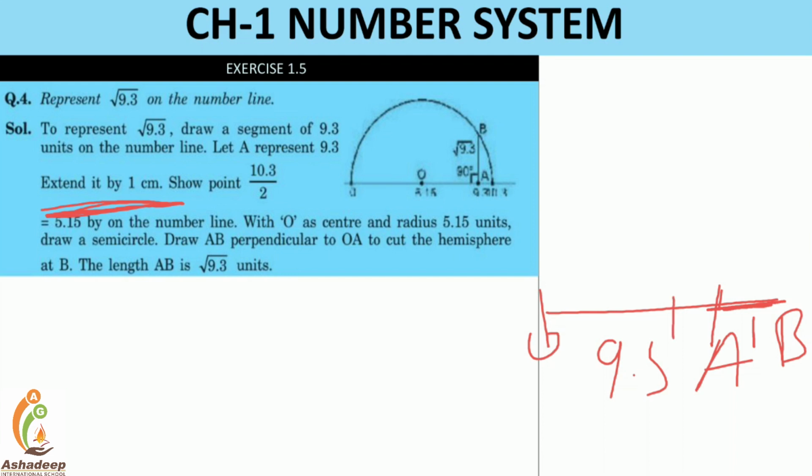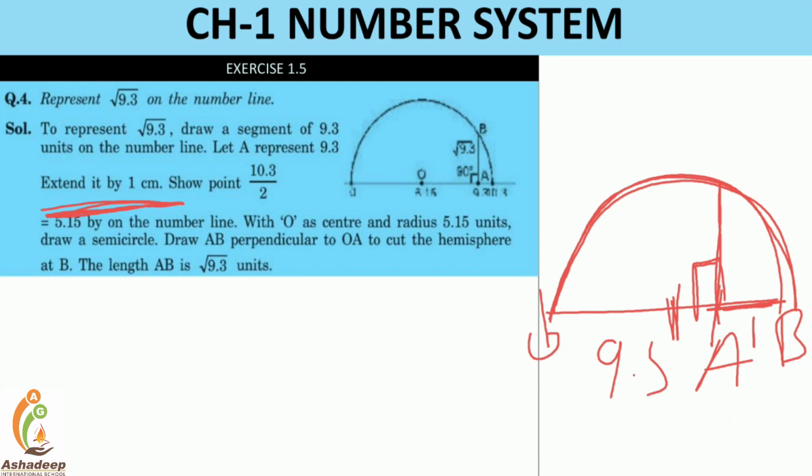Now you take the midpoint of this and draw the semicircle. You know how to find the midpoint, right? In the construction last year we did this. So how can you find the midpoint? It's an easy one. Just draw the perpendicular bisector and you'll get the midpoint. So from this midpoint you can draw this semicircle. Now from here you can draw the perpendicular line. So this distance is nothing but the square root of 9.3. I hope you get that, right?